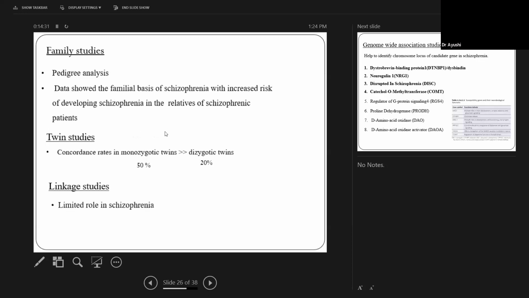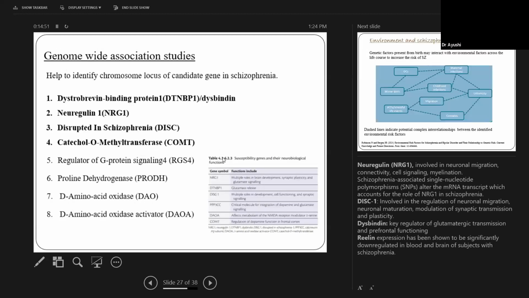Family study is basically pedigree analysis. The data show the familial basis of schizophrenia with increased risk of developing schizophrenia in relatives of schizophrenic patients. In twin studies, the concordance rate was more in monozygotic twins, that is 50%, than in dizygotic twins. The linkage studies have limited role in schizophrenia. Genome-wide association studies help us to identify the chromosome locus of candidate genes in schizophrenia.